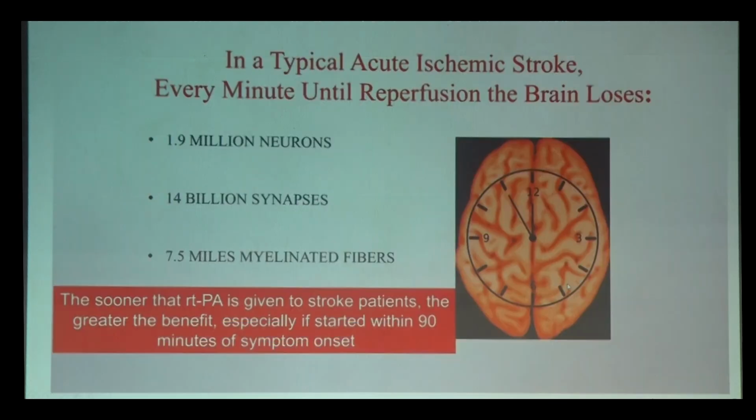compared to a placebo. So in typical acute ischemic stroke, every minute we are going to lose many neurons, like 1.9 million neurons and 14 billion synapses and 7.5 miles. So always it's time is brain, and as early as possible we try to initiate the thrombolytic agent. Mostly it is good if we try to achieve it within 90 minutes from the onset.